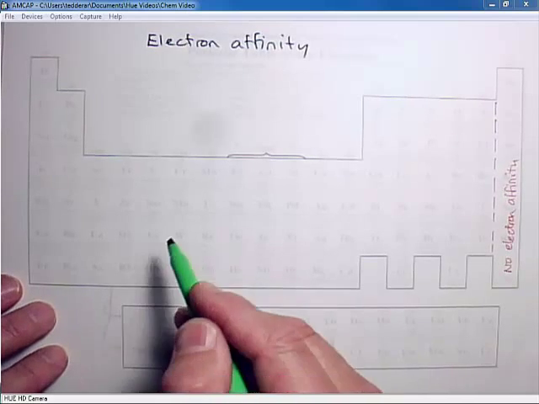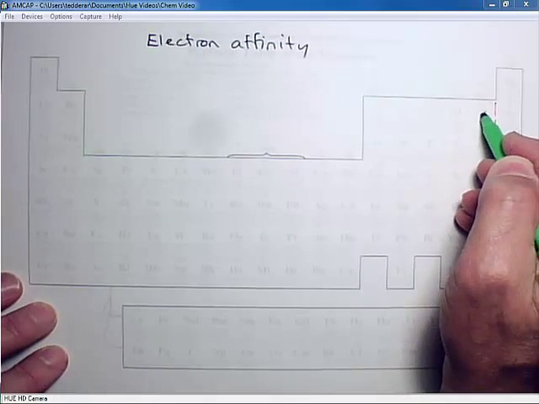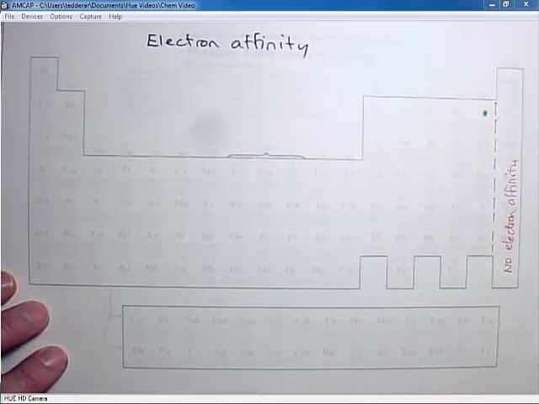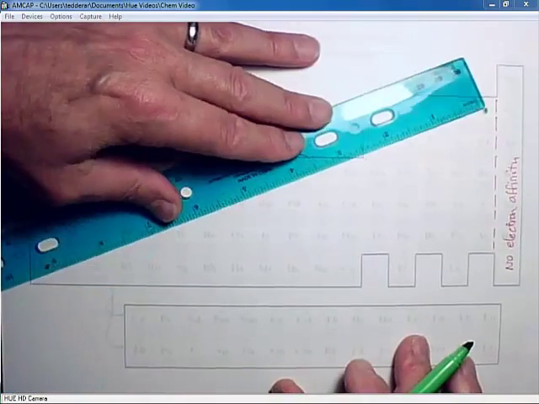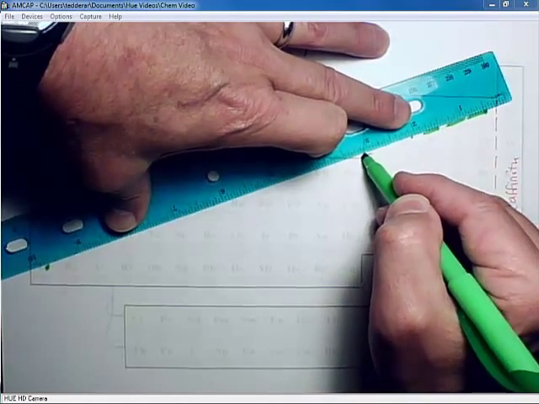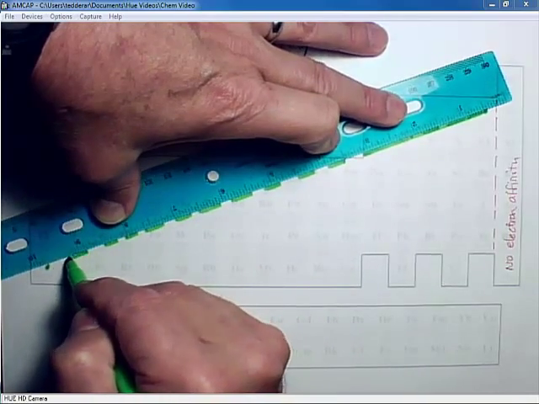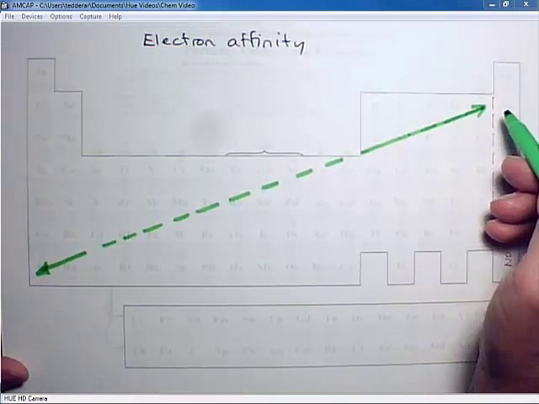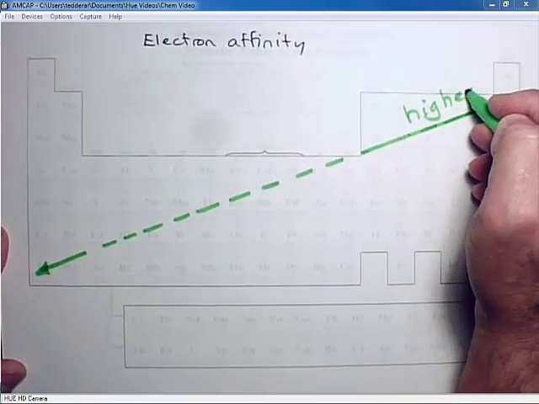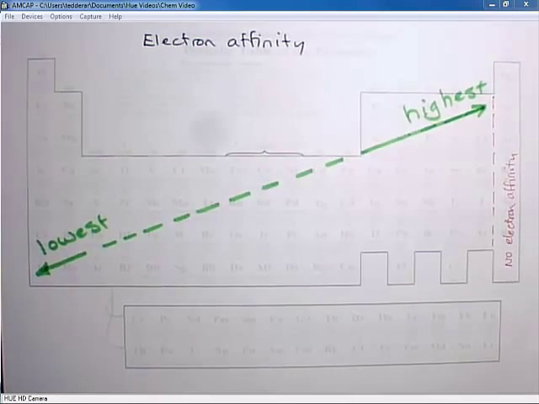Okay. So the atom that has the highest electron affinity, the one that gives away the most energy when you add an electron to it, is fluorine. And the one that gives away the least energy when you add an electron to it is francium. And again, the d sublevel region pretty much doesn't change. So electron affinity is highest over here and lowest down here. But there's no electron affinity for the noble gases. Does that make sense?